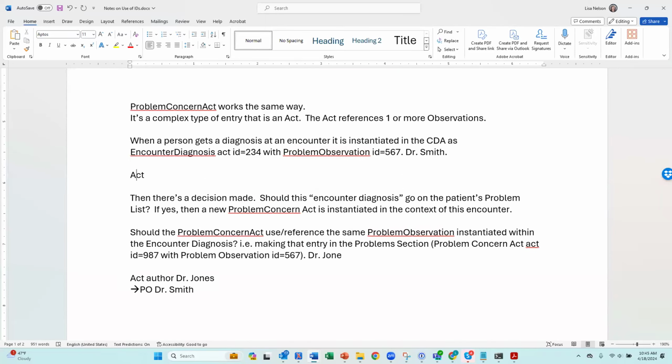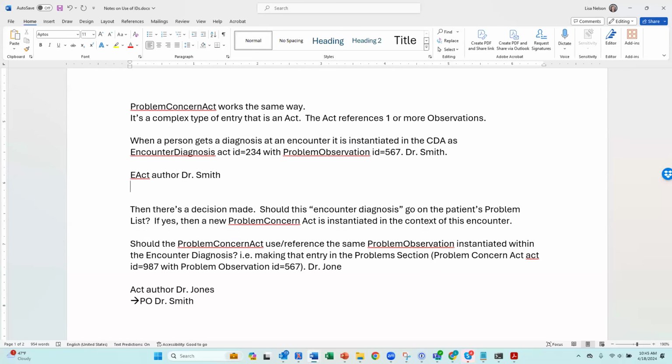Yes, so this would be your encounter act. The encounter act is going to be author Dr. Smith. And the encompassed problem observation is going to be author Dr. Smith, because he's the guy who figured out I had diabetes. That's the moment in time that problem observation was instantiated. It was an encounter with Dr. Smith. He figured it out. So he's the author on the encounter act, and he's the author on the problem observation.